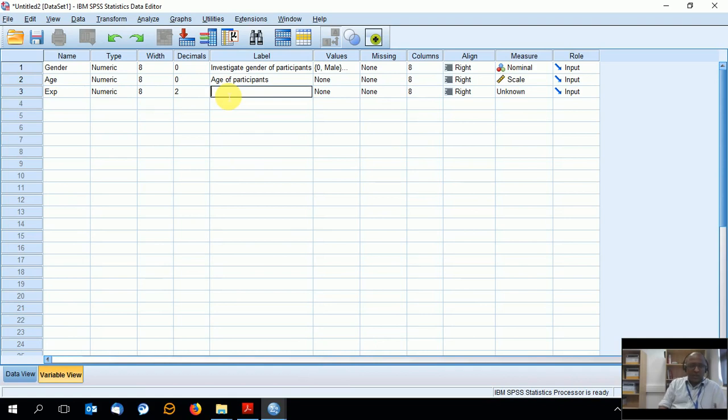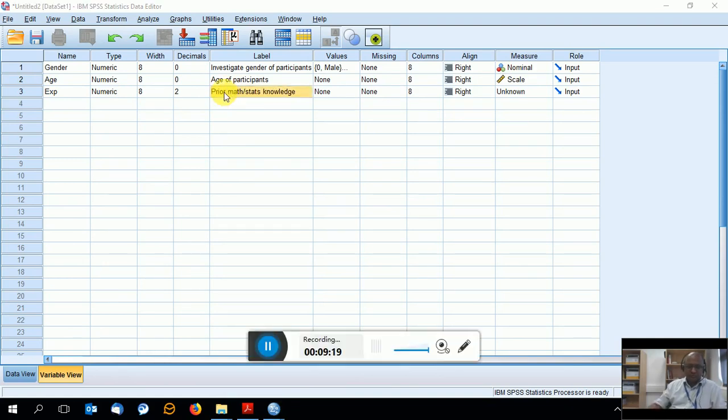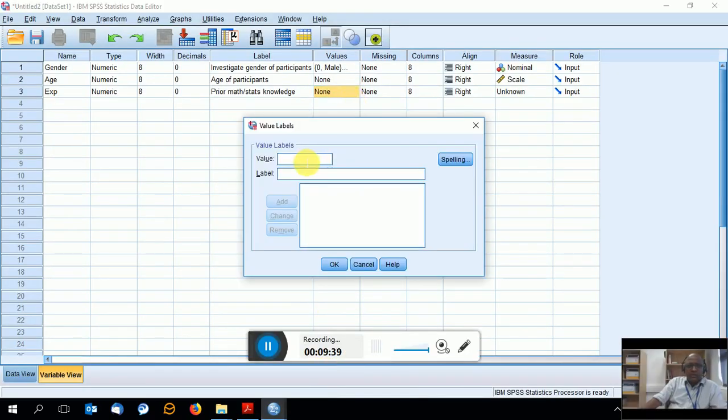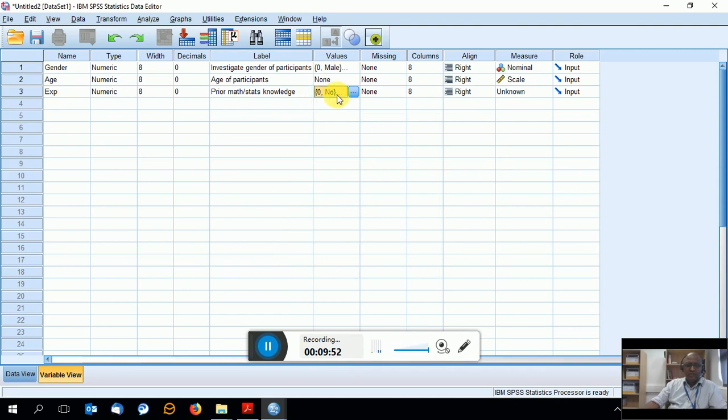The answers from my questionnaire are yes and no, and then clearly I would assign values here. I want to label it prior maths stats knowledge, and I will decrease the decimals to 0. Hopefully you know what I'm doing, and I will assign yes and no. So we have two options here, yes and no. I might decide to put 0 for no and 1 for yes. Please remember that you've chosen 0 and 1 here. That's not a problem at all, and you can choose any number, that's fine.